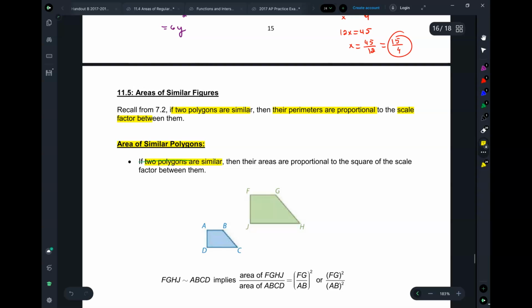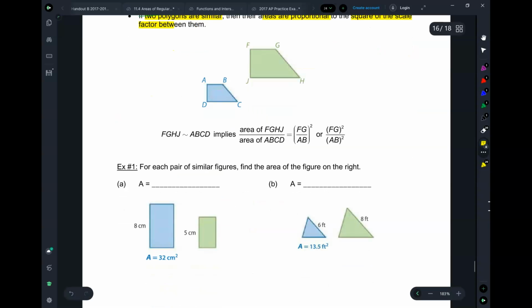Well, if two polygons are similar, their areas are proportional to the square of the scale factor between them. So whatever the scale factor is, if the scale factor is 3 to 4, then their areas are proportional to 3 squared over 4 squared.